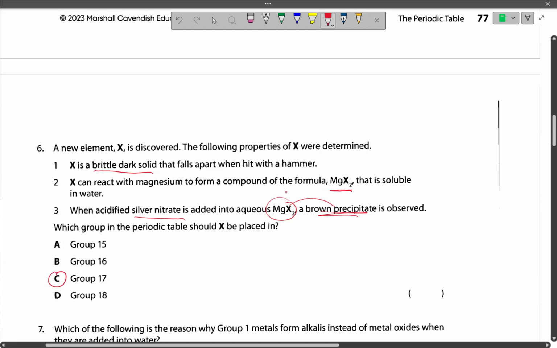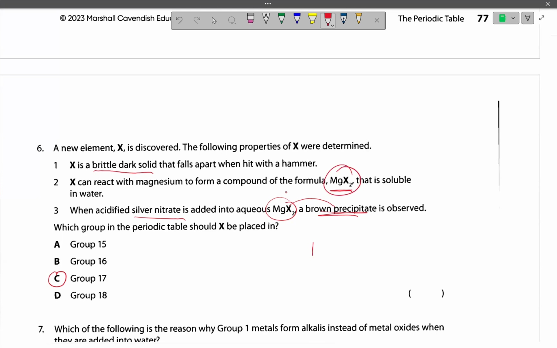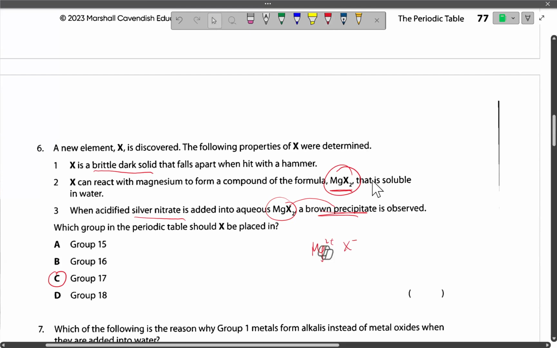Now, how do you know it's group 17? It's because of the formula Mg2+ X-. So we know that it should be in group 17. If the formula is MgX, then it should be in group 16. Definitely not in group 18 because group 18 doesn't form compounds like this. Group 15, of course, is 3-. So the answer is C.